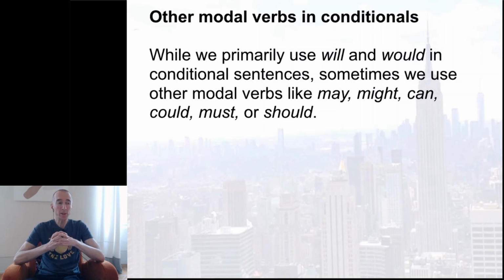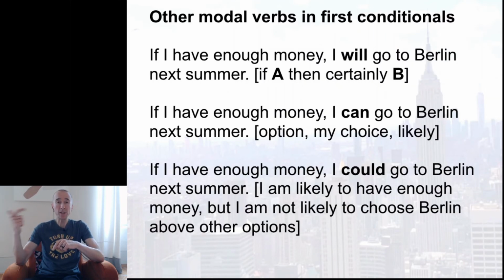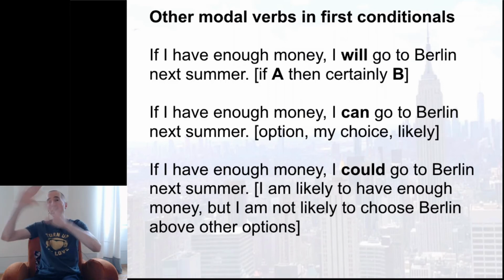Okay, one thing we want to think about is that we also can use other modal verbs in conditionals. We most commonly use will and would, but sometimes we can use may, might, can, could, must, or should. If I have enough money, I will go to Berlin next summer. So this is a first conditional, and this says, if I have enough money, I will go to Berlin. So if A, then certainly B.